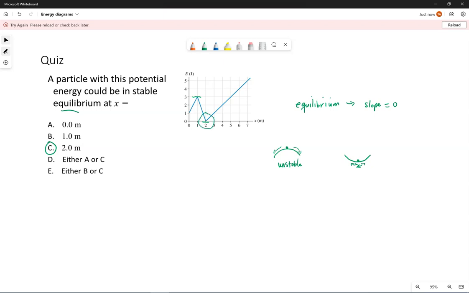2 is the one that looks like it's the bottom of a bowl or valley. It's a really weirdly shaped one since we have the sharp angles. But that's why x equals 2 meters is the stable equilibrium. X equals 1 meter would be considered unstable.